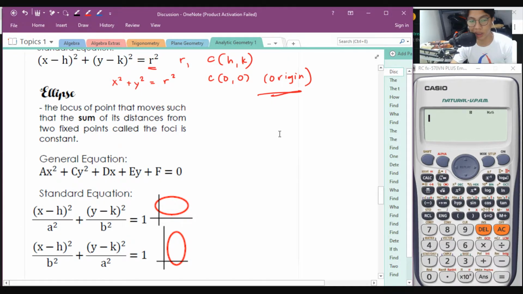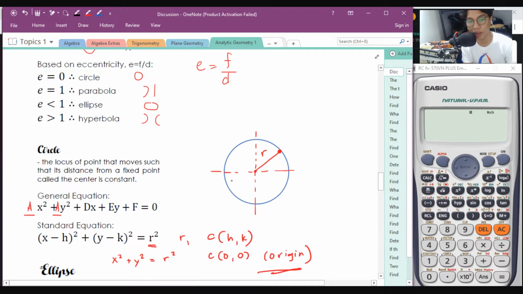Now, the general equation, unlike the circle, has x and y squared with different values. Okay? And then dx plus ey plus f continues. Remember, A is not equal to C. Here, in our circle, A is equal to C. Therefore, your A is the same for both, so both are squared.